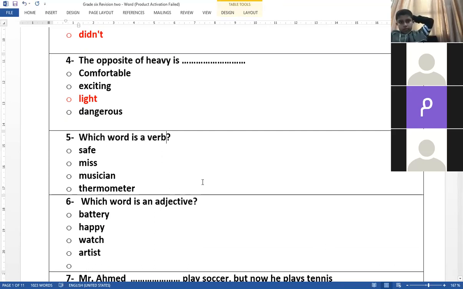Verb, it means action. Something we do. Musician? No, musician is a person, not a verb. A musician is someone who plays music. A verb is like play, like love, like walk, run. Yes, miss is a verb, okay?